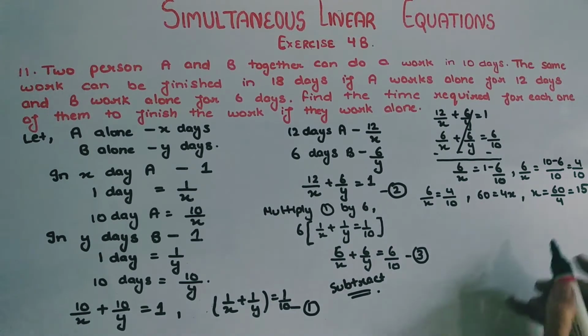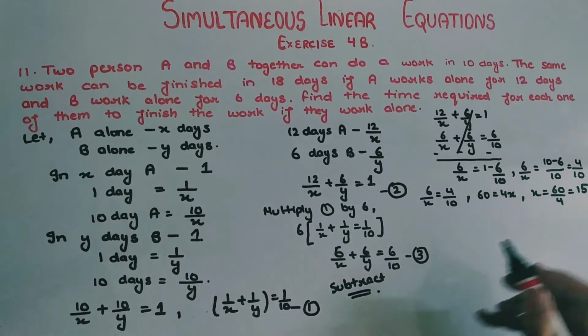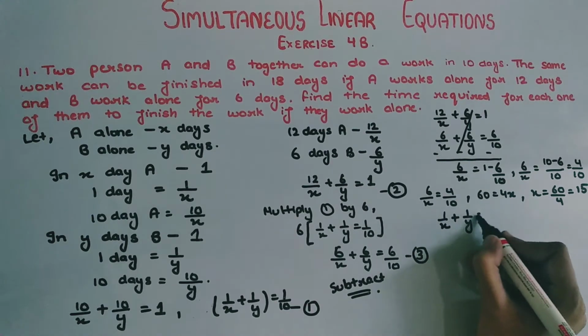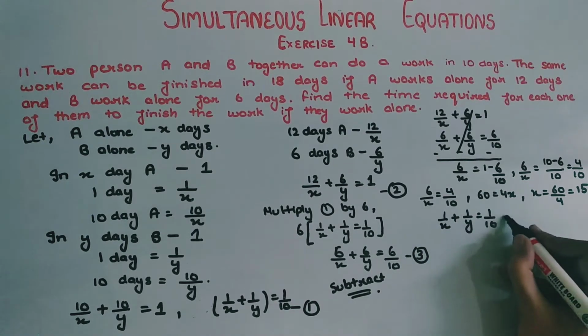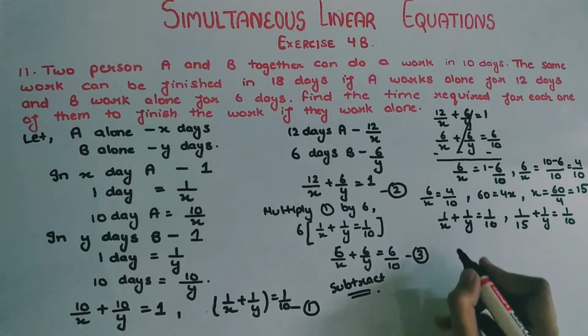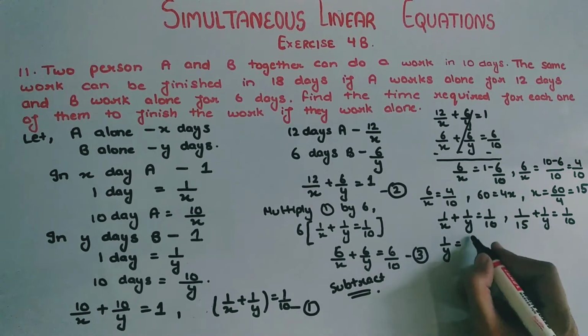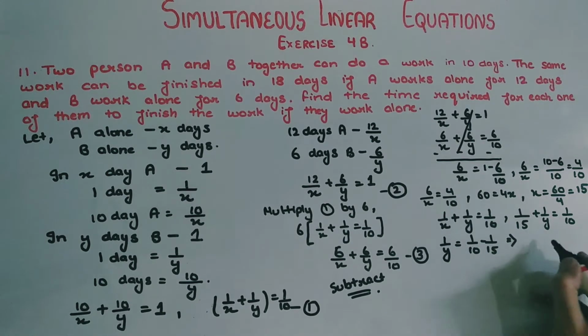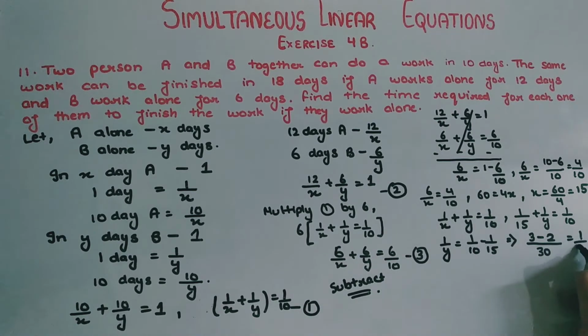Now we will put this value of X in equation number 1. We have equation 1: 1 by X plus 1 by Y equals 1 by 10. The value of X is 15, so 1 by 15 plus 1 by Y equals 1 by 10. Hence the value of 1 by Y is 1 by 10 minus 1 by 15. We will take the LCM here. The LCM of 10 and 15 is 30. So 30 divided by 10 is 3, and 30 divided by 15 is 2. This gives 3 minus 2, that is 1 divided by 30.